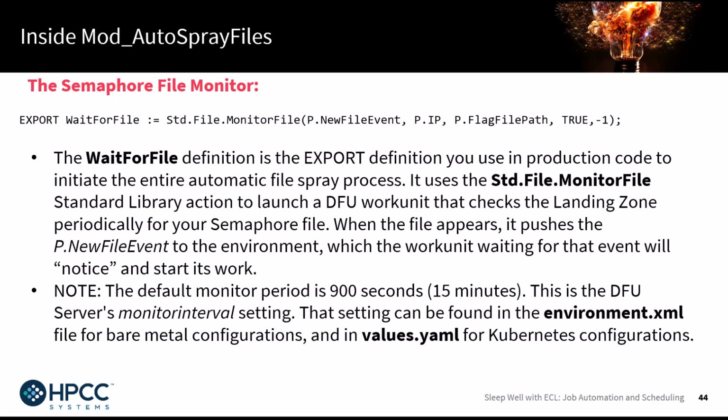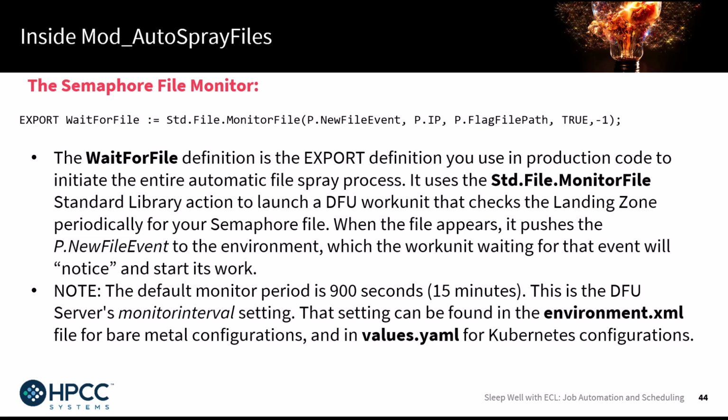And now we have an exported wait for file definition. This is the exported definition that you will use in production code to initiate the entire automatic file spray process. It uses std.file.monitorFile, the standard library action, which launches a DFU work unit that checks the landing zone periodically for your semaphore file. Once the file appears, it pushes that new file event to the environment, which the work unit waiting for that event will now notice and start its work.